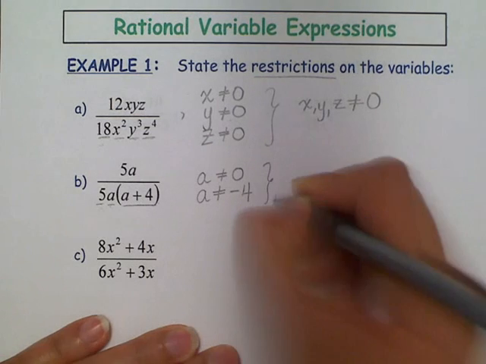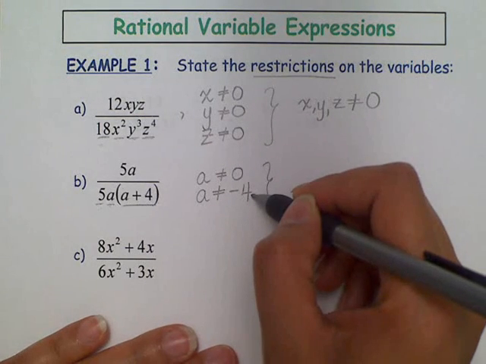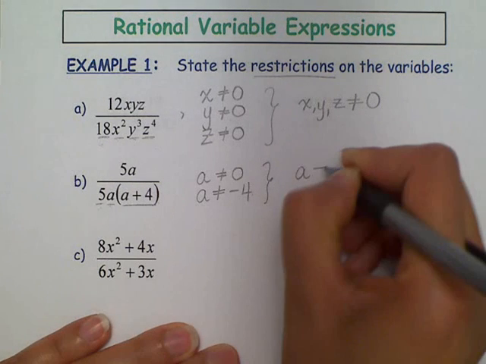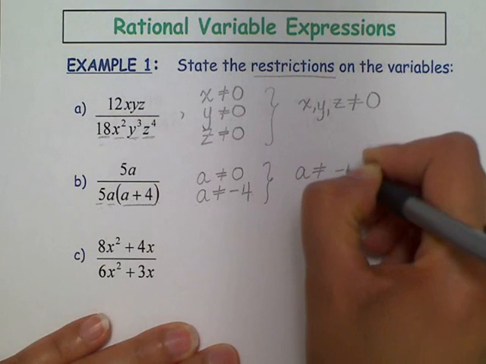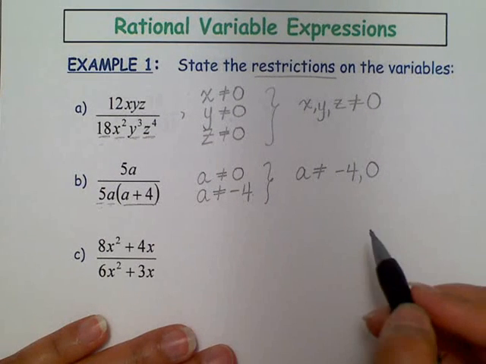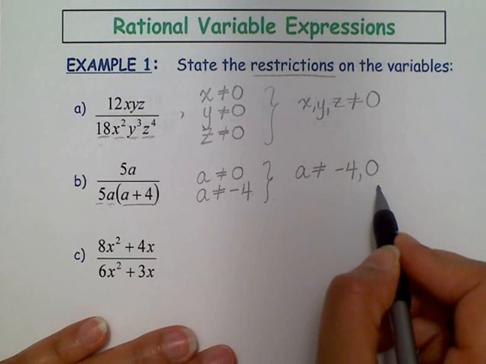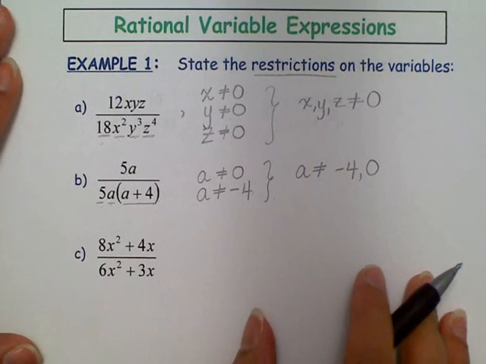Okay? Ideally, you want to write this in a much easier to understand kind of notation. So instead of having to list the value of a each time, the other way you can write this is that a cannot equal negative 4, comma 0. So this says a cannot equal either one of these numbers, and ideally you want to list the numbers from lowest to highest.